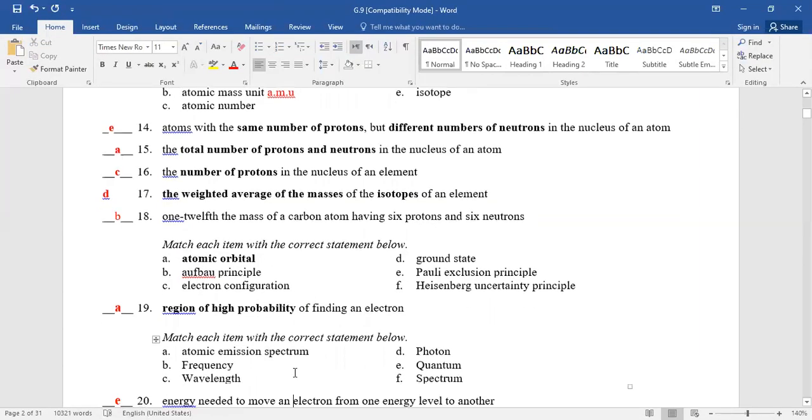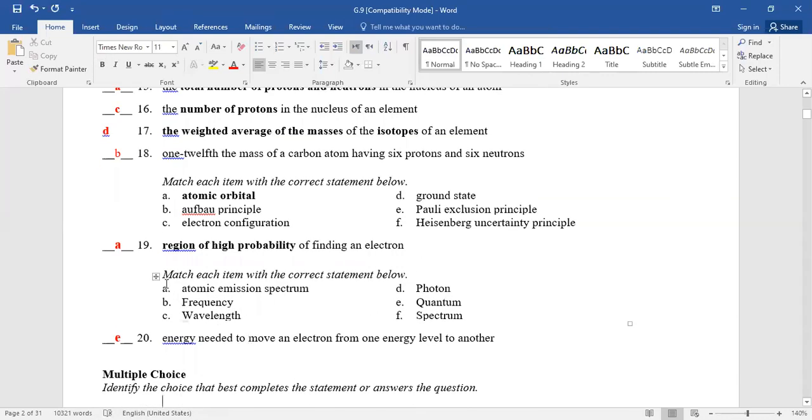Let's get to number 20, where we also have a match. Atomic emission spectrum, frequency, wavelength, photon, quantum, and spectrum. The energy needed to move an electron from one energy level to another. To move an electron from one energy level to another, you need a quantum. The word quantum will be the suitable answer for that, number E.